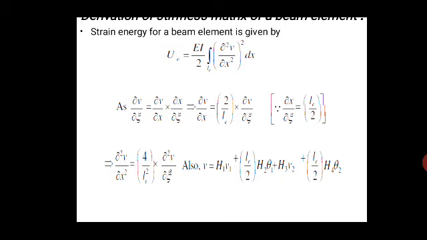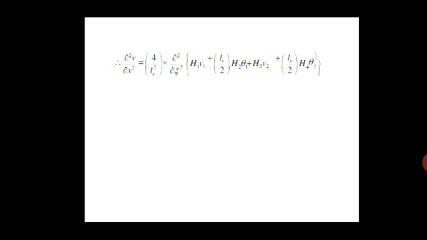Also we can write it as v is equal to h1 v1 plus Le by 2 h2 theta 1 plus h3 v2 plus Le by 2 into h4 theta 2. Therefore, ∂²v/∂x² can be written as 4 by Le square into ∂² by ∂ζ² of h1 v1 plus Le by 2 h2 theta 1 plus h3 v2 plus Le by 2 into h4 theta 2.